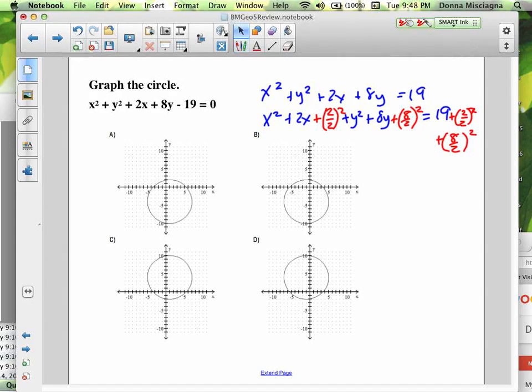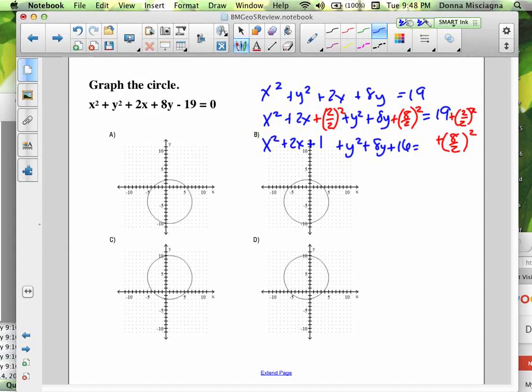All right, so now let's simplify that. So we have x squared plus 2x plus 1 plus y squared plus 8y plus 16 equals. And so that's 19 plus 1 plus 16. And that's going to give us 36. And so now we can factor. Right, so x squared plus 2x plus 1 is x plus 1 times x plus 1, which we could rewrite as x plus 1 squared.